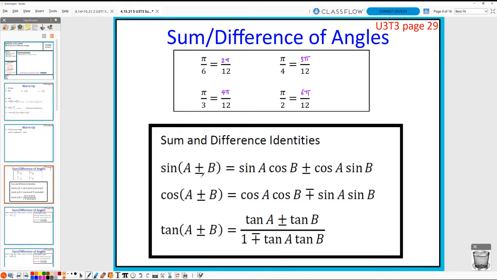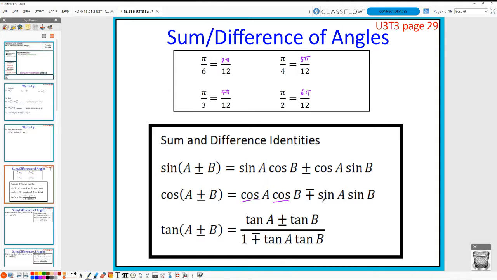Notice that the signs here are different. I'm sorry, they are the same. They will match, plus or minus, plus or minus. But when it comes to cosine, it's going to differ. This is plus or minus, this is minus plus, meaning if you add, it will be matched with the subtraction. If you subtract, it will be matched with the addition.